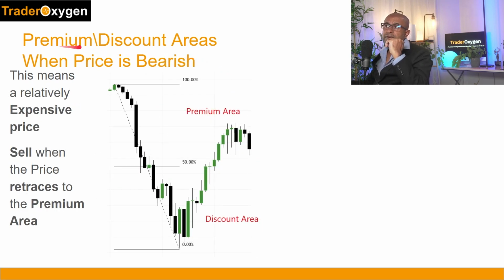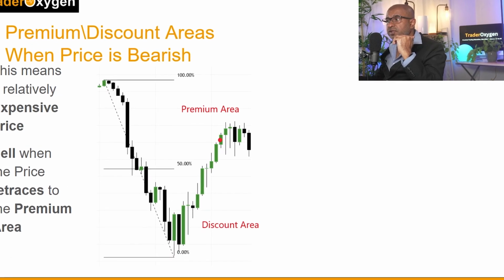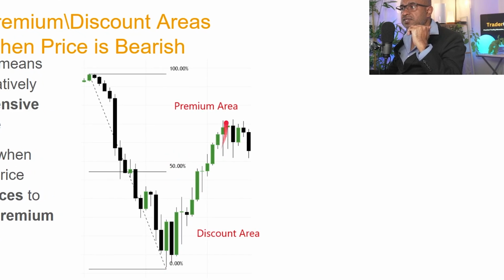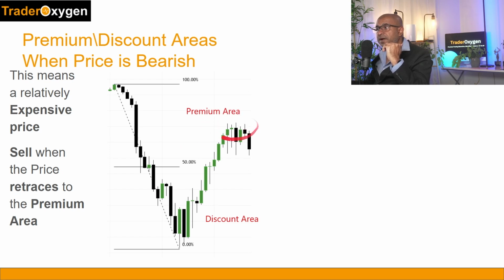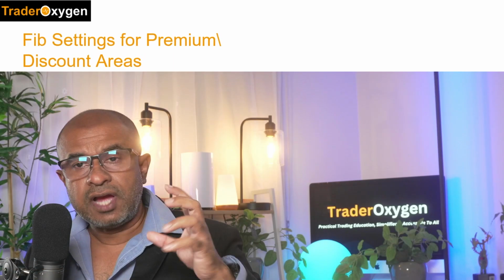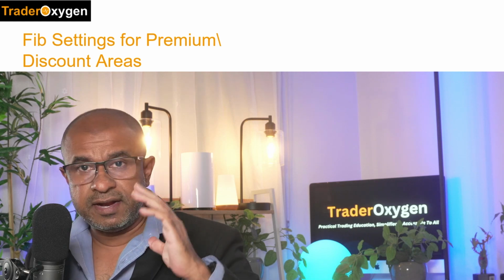Okay, so the premium and discount areas when the price is bearish. So when the price is in a downtrend, if you see the price starts to retrace, what you do is you draw the fib tool from this swing high into this swing low, and if the price during the retracement goes above 50% of the fib, then we consider the price to be in the premium area. So when the price reaches the premium area, traders consider the price to be expensive, and that's where they will start selling.